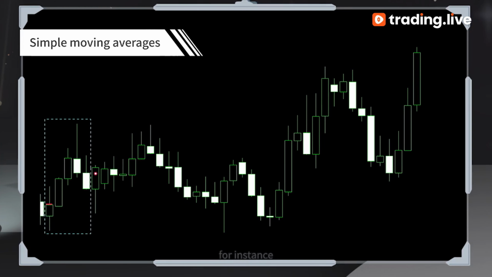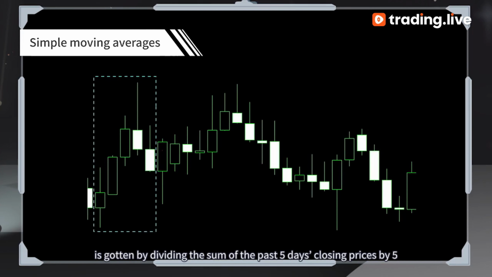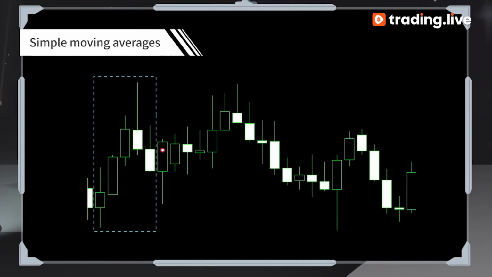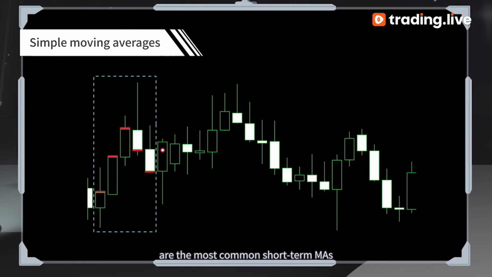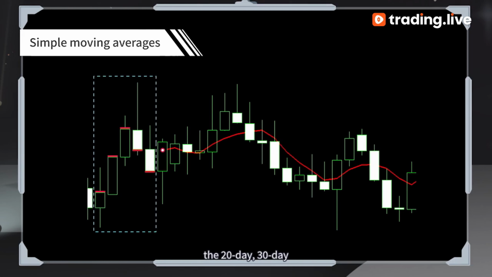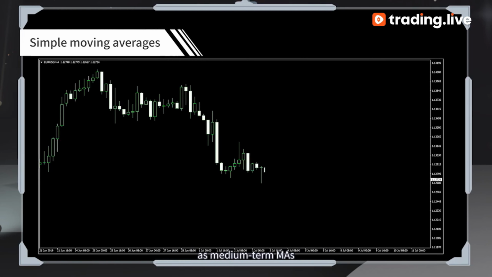Today's 5-day MA, for instance, is gotten by dividing the sum of the past 5 days' closing prices by 5. The 5-day and 10-day MAs are the most common short-term MAs. The 20-day, 30-day, and 60-day MAs are commonly used as medium-term MAs.